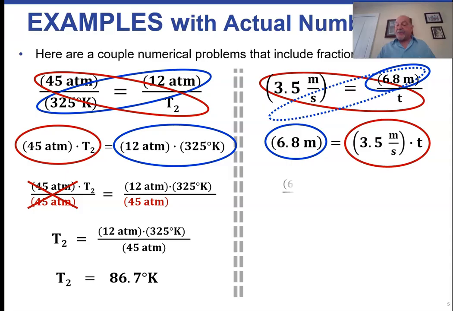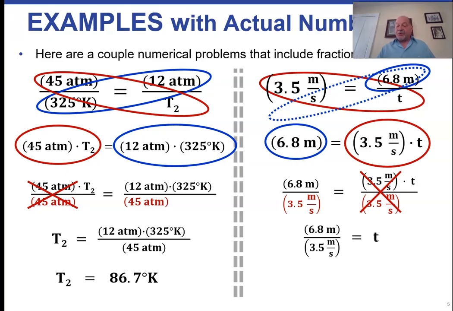Well, to solve for time, we have to take that formula, divide both sides by the 3.5 meters per second. Those cancel each other on the right side of the equation this time, and we're left with time equals 6.8 meters divided by 3.5 meters per second. And we get a number value of 1.9, and the unit is in seconds since we're talking about time. So this is how you use the cross multiplying once you've already put numbers into the formula, but you haven't taken care of the fractions.